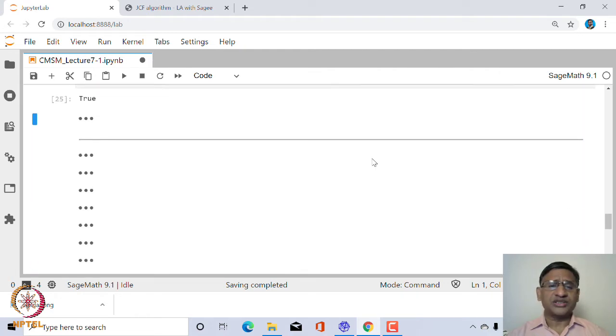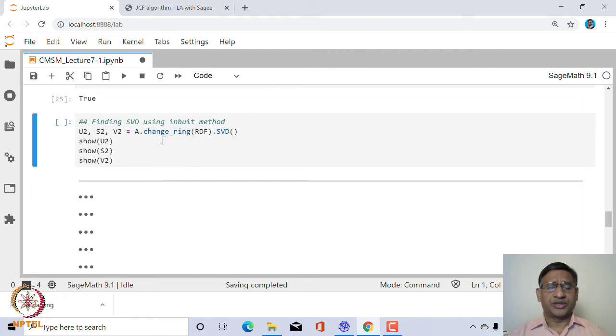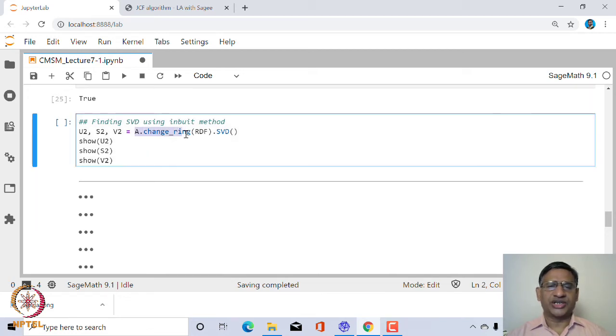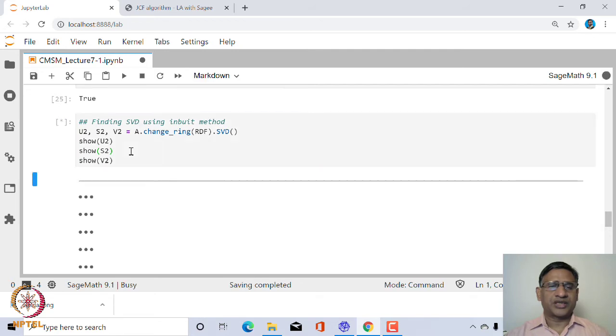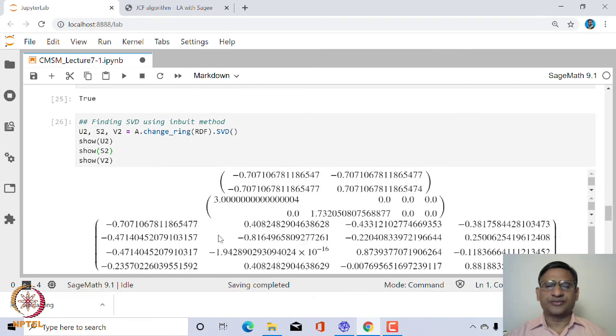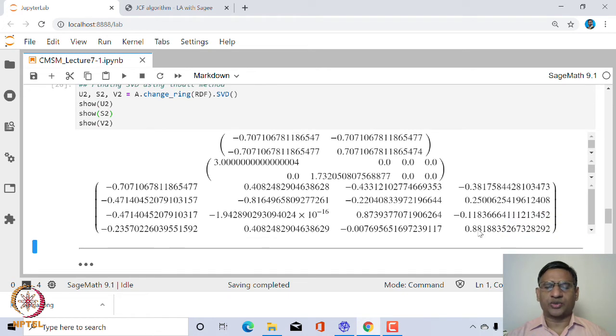So this is how you can find this SVD step by step, but you can also verify this using the inbuilt function. Let us change the ring of A to RDF, so that this decomposition will work, find the SVD and store it in U1, S1, V2, and then let us look at what these matrices are. Of course these will be in decimal numbers, whereas what we obtained is in square roots, but you can check that this is an approximation of what we have got, right.